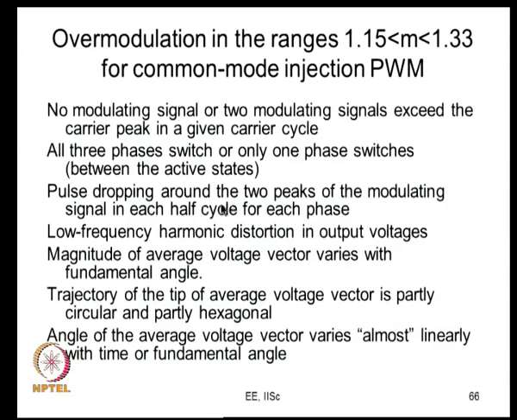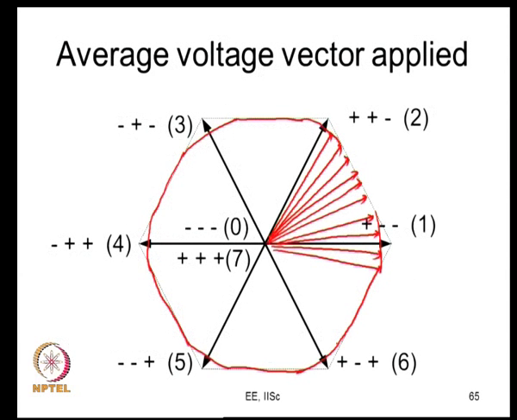You can see pulse dropping around the two peaks of that, and then there is a lot of low frequency harmonic distortion, and you can see that the magnitude of the average voltage vector varies with fundamental angle. The trajectory is partly circular and partly hexagonal, and the angle of the average voltage vector varies almost linearly with time or fundamental voltage. So, you can see that there is some similarity and dissimilarity here.